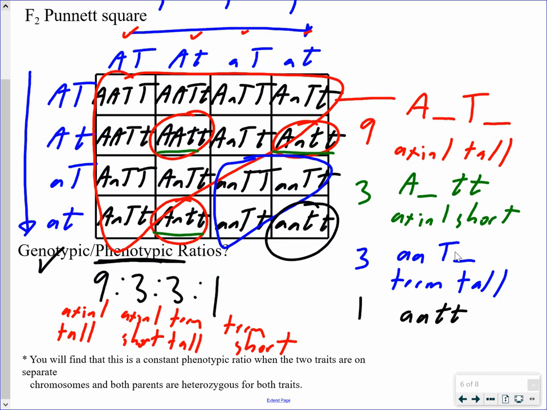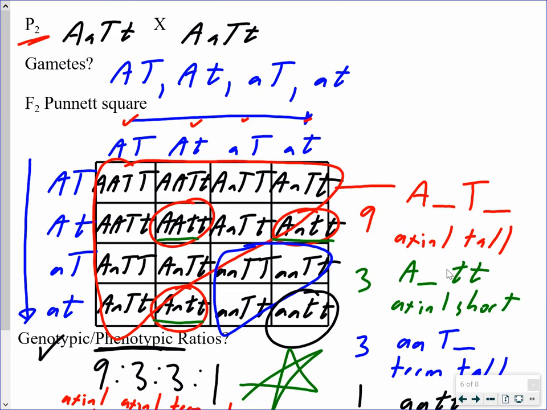This is a very important phenotypic ratio. This is the phenotypic ratio that you get when you are doing a 2-trait cross and both parents are heterozygous for both traits.